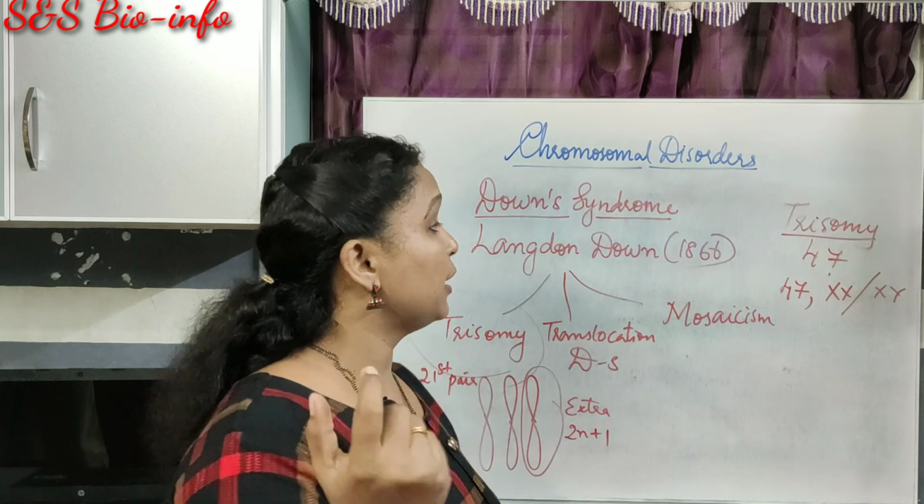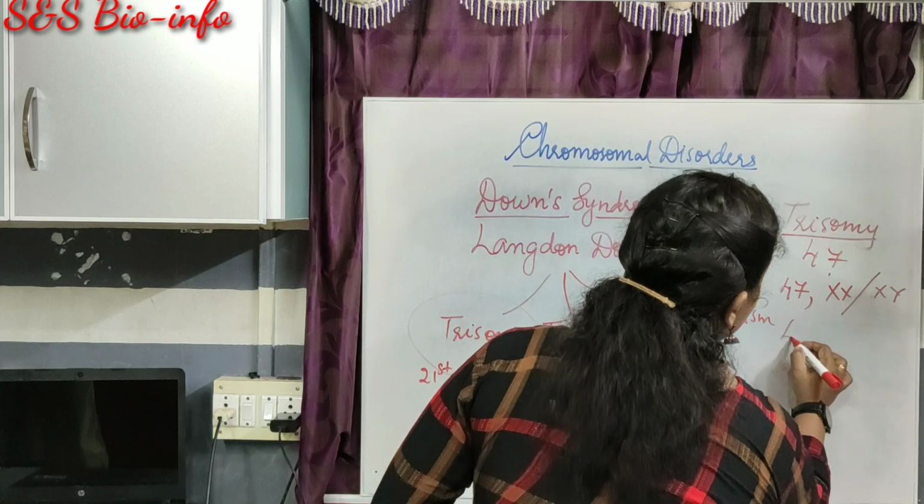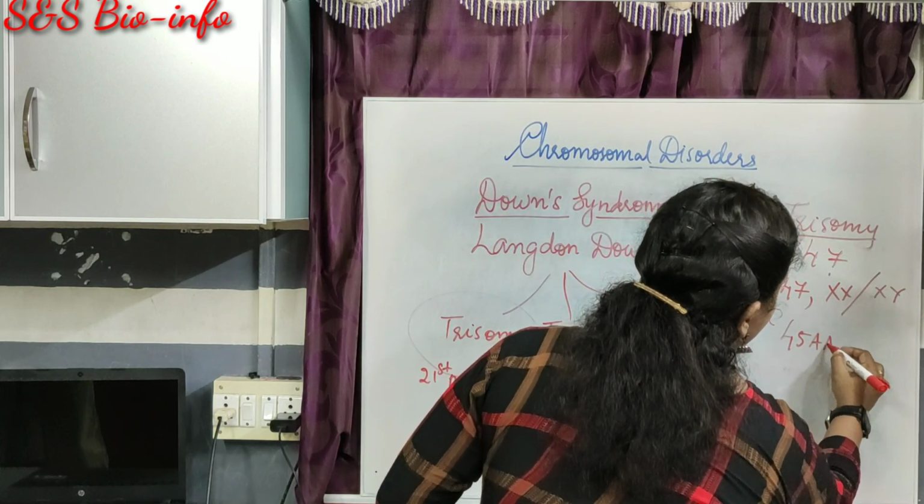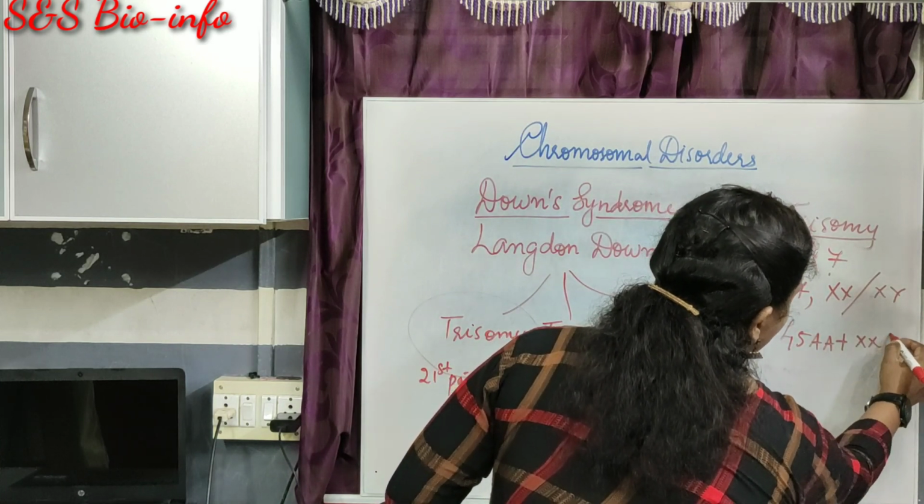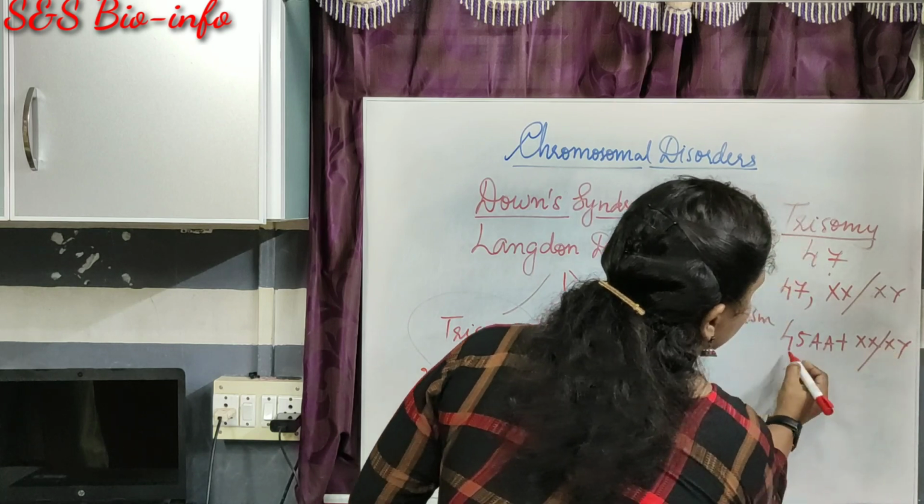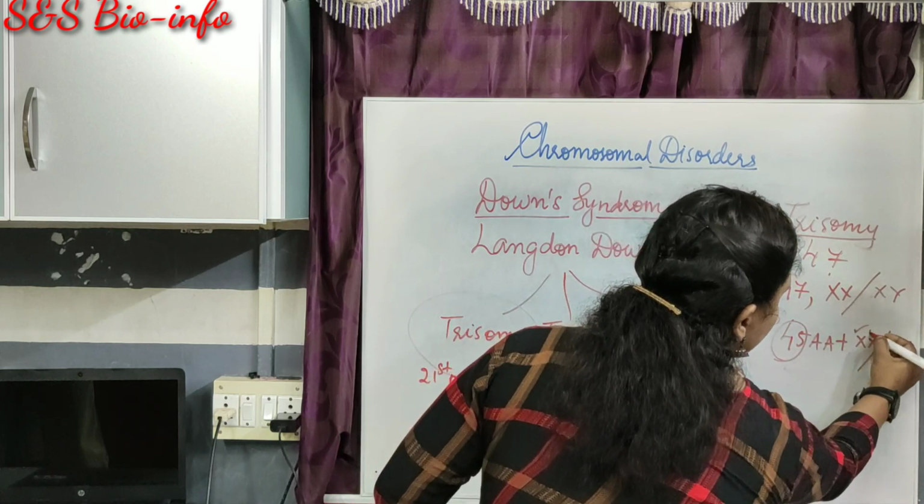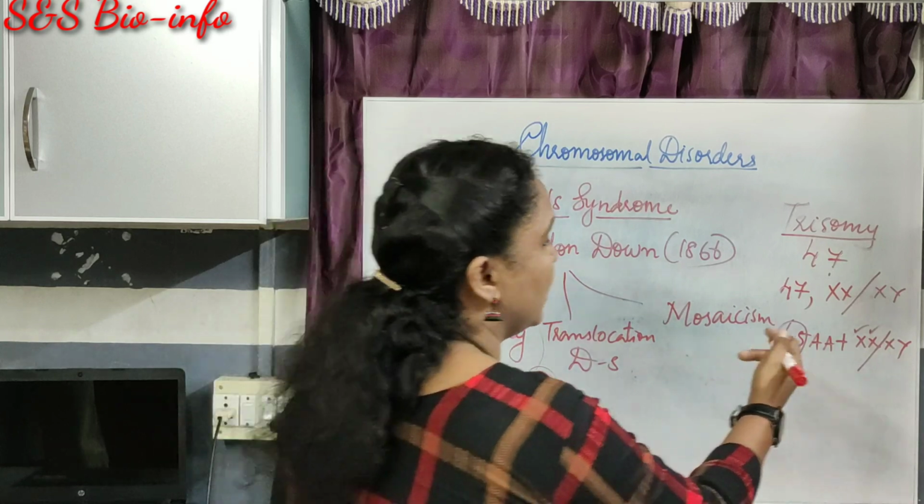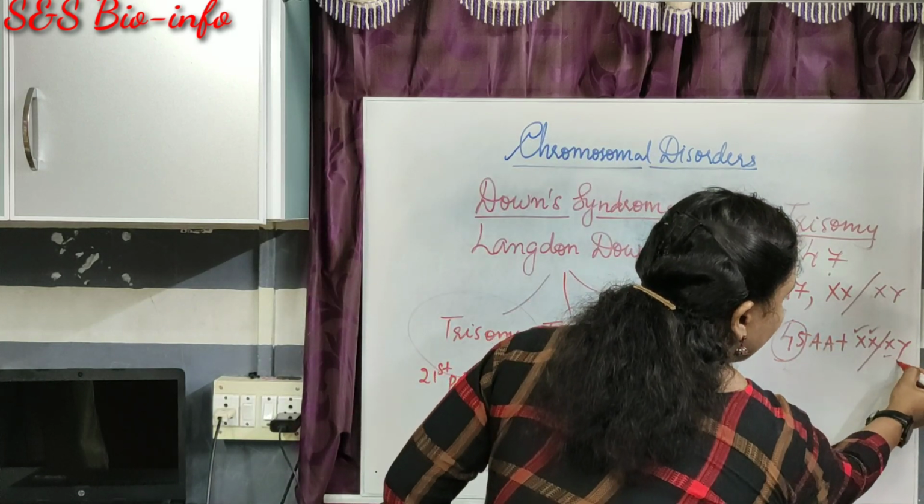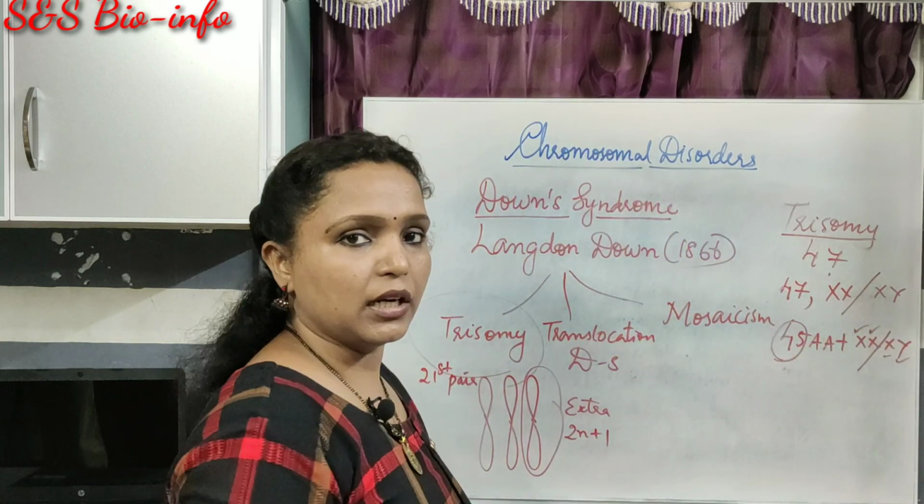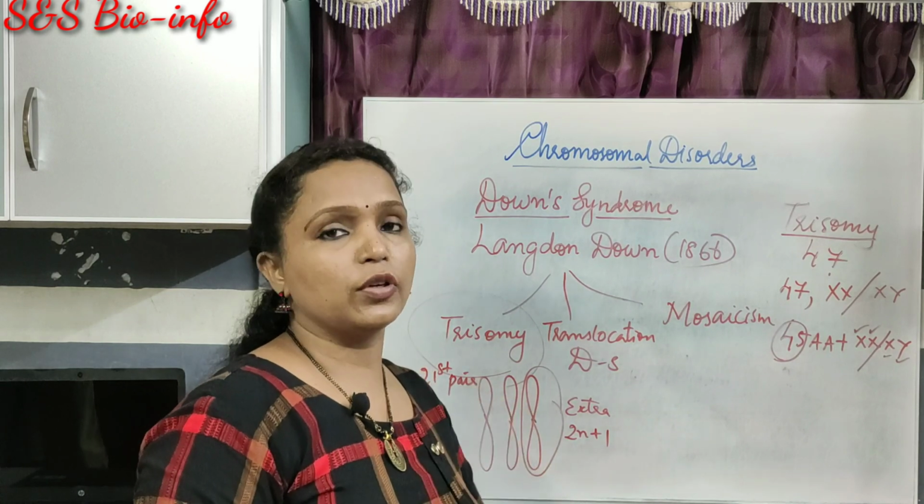Got it? So it can also be written like this: 45AA plus XX or XY. So here 45, then 46, 47 in the case of female, and 45, 46, 47 in the case of male. Okay, so the total number is 47.